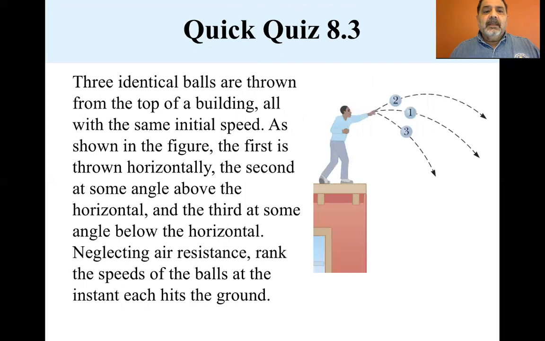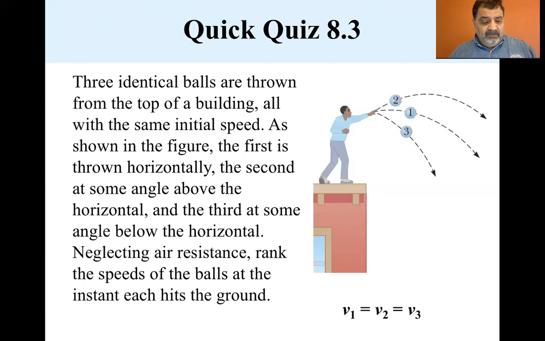Okay. Now, 3 identical balls are thrown from the top of a building, all with the same initial speed, as shown in the figure. The first is thrown horizontally, the second at some angle above the horizontal, and the third at some angle below the horizontal. Neglecting air resistance, rank the speeds of the balls at the instant each hits the ground. And I didn't give you enough time to think about it. Sorry about that. The truth is, all the velocities are the same.